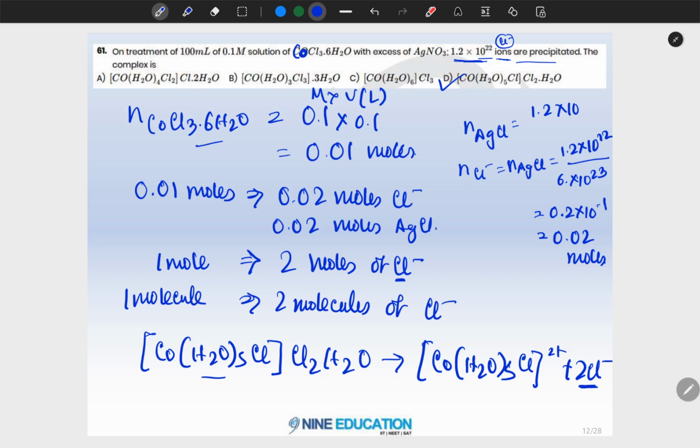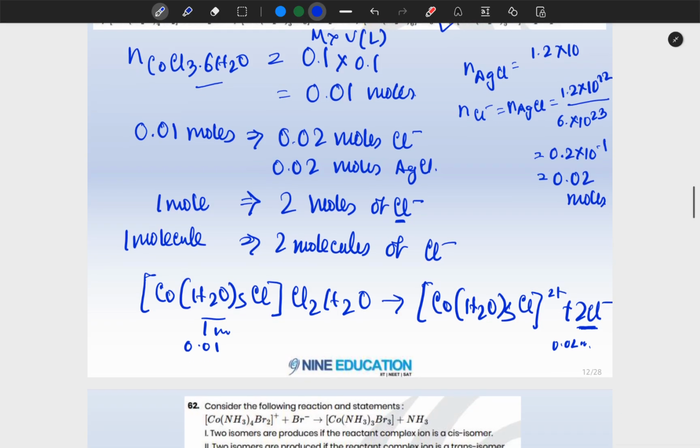So from 1 molecule I will get 2 molecules of Cl minus. From 1 mole of complex I will get 2 moles of Cl minus. From 0.01 moles of this complex I will get 0.02 moles of Cl minus. So that's why D is the correct answer. So this question is based on Werner's theory. Obviously you need to do some sort of calculation, but the question is overall easy.